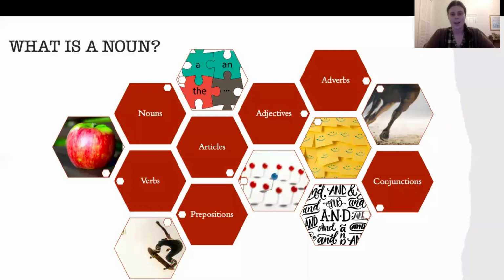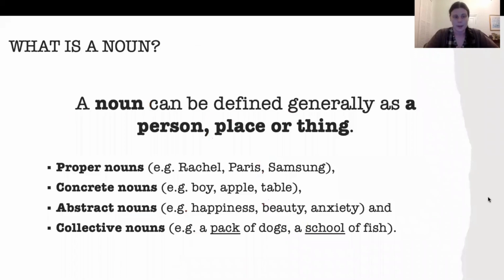So, first things first, what is a noun? Well, a noun is a part of speech, and English has a lot of parts of speech. You can see the main 7: nouns, verbs, articles, prepositions, adjectives, adverbs, conjunctions. It's not a definitive list, there's lots more parts of speech, but those are sort of the main 7 that we use to construct a sentence. Now, the 2 ones that we're going to be looking at today are nouns and verbs. So let's go a little bit deeper.